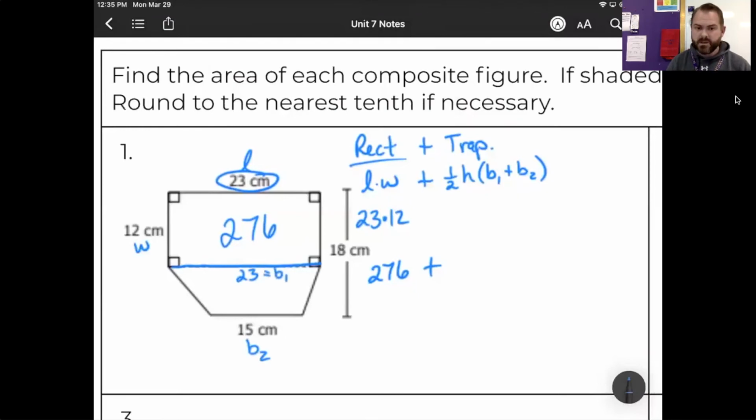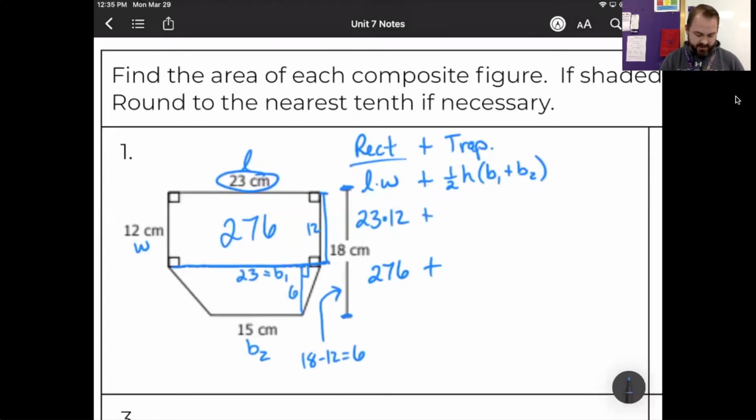But the height measurement from here down to here is not marked. However, we can kind of problem solve here. We know the overall height of the figure is 18 centimeters, right? Well, from here down to here is 12 because it's the opposite side of the rectangle. So all I have to do to find this side is 18 minus 12, which is 6. So the height of my trapezoid is 6.